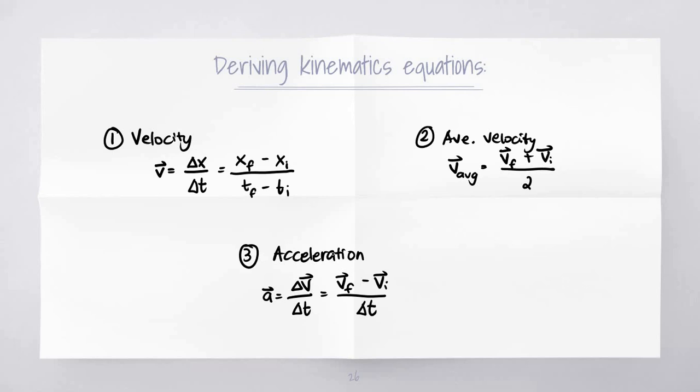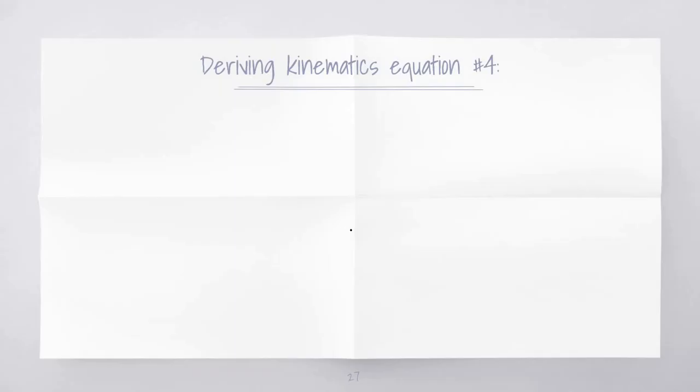other three kinematics equations. So let's start with kinematic equation number 4. Why do we need to derive the other three kinematic equations? Because it would make our lives easier in solving different problems relating to uniformly accelerated motion. So what is the purpose of kinematic equation number 4?